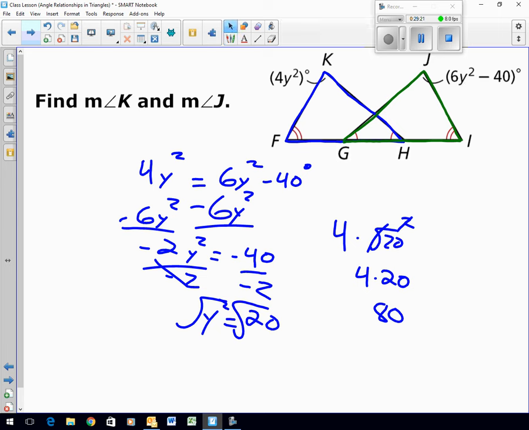But the principle I want you to see is the third angle theorem. Right?